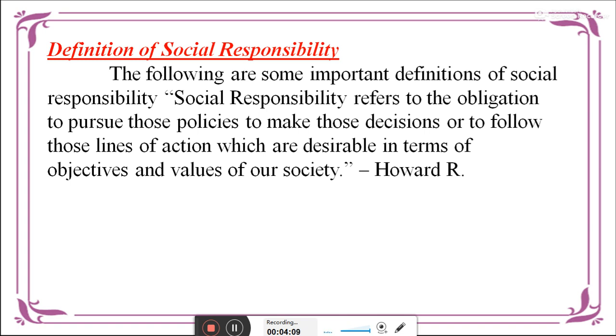Social responsibilities என்ன அப்படின்னு பார்த்தீங்கன்னா, it is an obligation in pursuing policies. Policy implement பண்ணிட்டு it is an obligation to implement. And these are the decisions to follow those lines in terms of the values of society. அதுதான் வந்து social responsibilities அப்படின்னு சொல்கிறோம்.